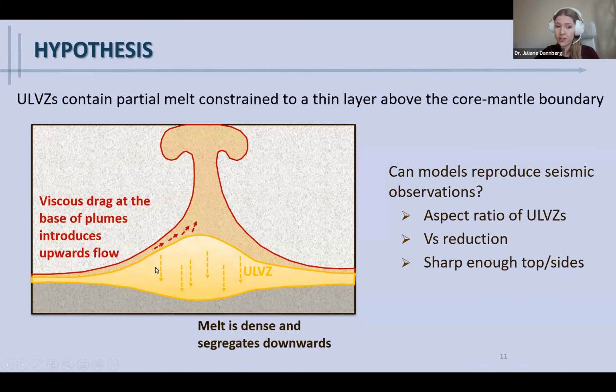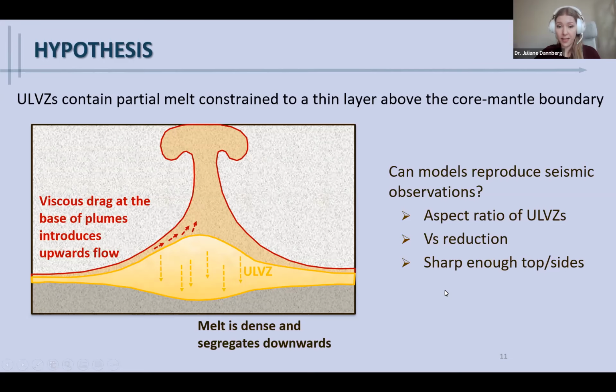And so the question is, can these combined processes cause partial melt to stay stable in these thin layers that we see in the seismic observations? And specifically, can our models reproduce the observations in terms of the aspect ratio of the ULVZs, the reduction in S-wave velocity, and also the fact that ULVZs are thought to have sharp tops and sides?